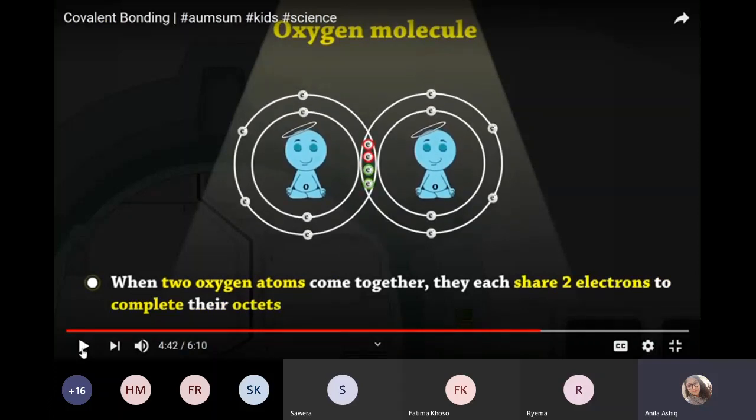So this is the example of a double covalent bond. When two oxygen atoms come together, they each share 2 electrons to complete their octet. So each atom is sharing 2 electrons. That means 2 pairs of electrons have been shared. So that's what we call double covalent.